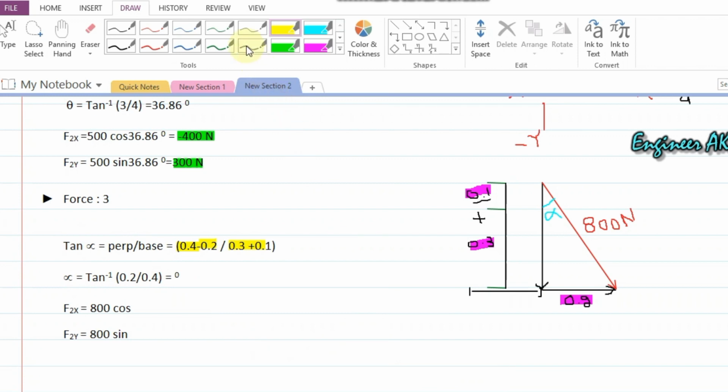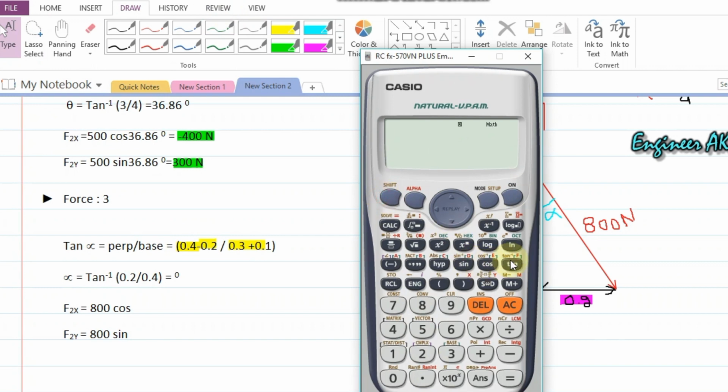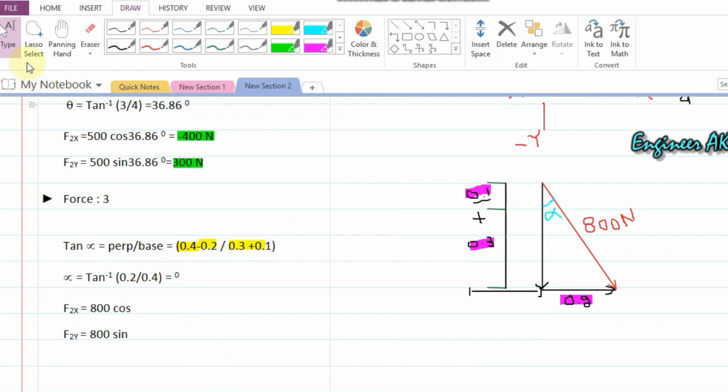So now let's plug in the value in the calculator. So tan inverse of 0.2 divided by 0.4. It is giving me 26.5 degree, right? Or I can say 26.6 degree, 26.6 degree, right? So I will plug it here.